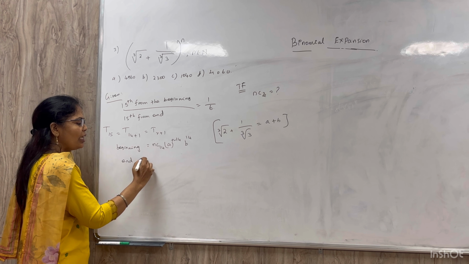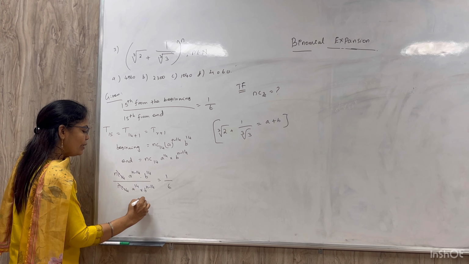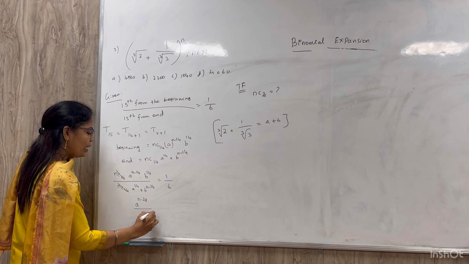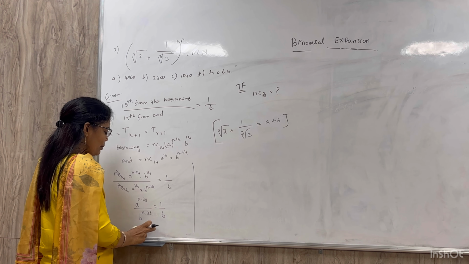So can you simplify this? a to the power n minus 28 divided by b to the power n minus 28. Exponential rule I am applying: if the bases are the same, in multiplication you can add the powers, in division you can subtract the powers. The same concept I have used.